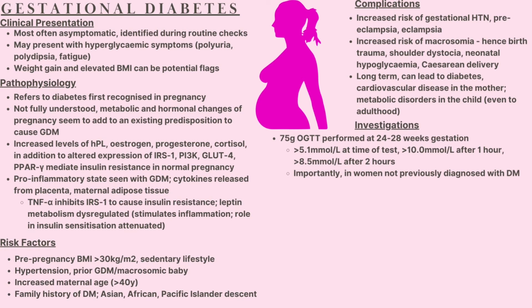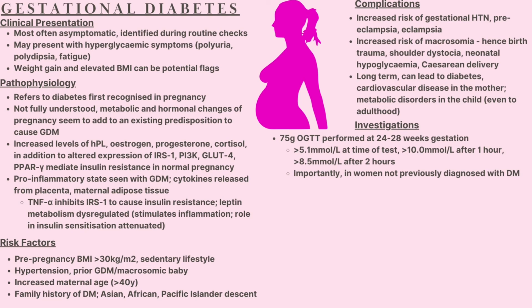The gold standard for investigating gestational diabetes is a 75-gram oral glucose tolerance test at 24 to 28 weeks gestation. The thresholds used are 5.1 millimoles per litre at the time of the test, 10 millimoles per litre after 1 hour, and 8.5 millimoles per litre after 2 hours.